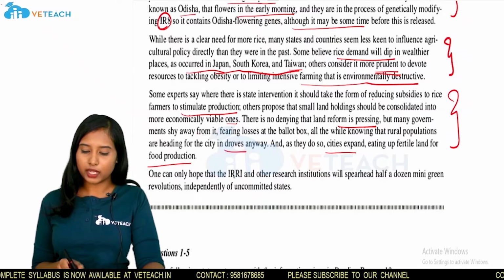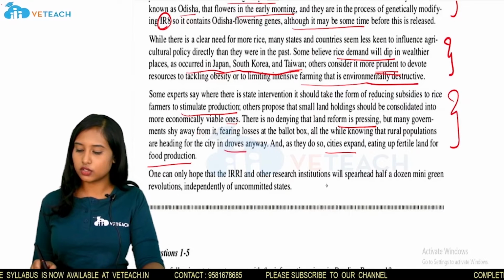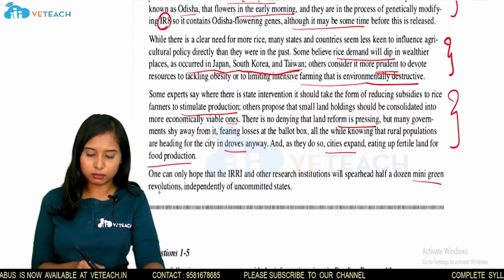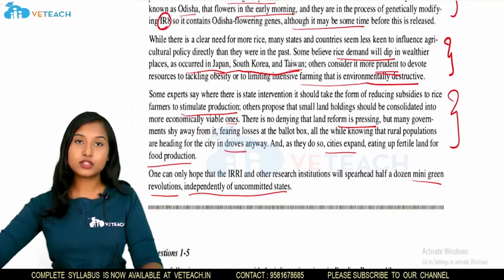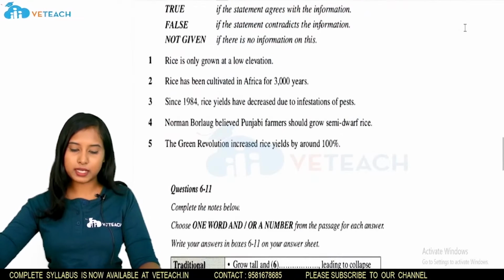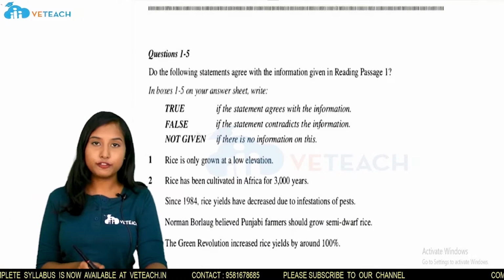One can only hope that the IRRI and other research institutions will spearhead half a dozen mini-green revolutions independently of uncommitted states. Now let's try to solve the questions. It's basic true or false questions. Let's look at the first question.